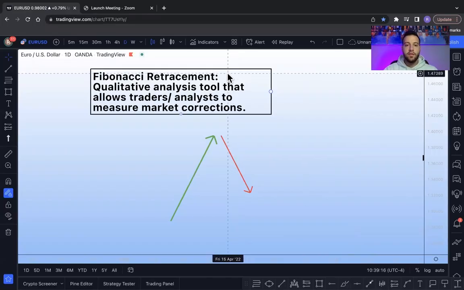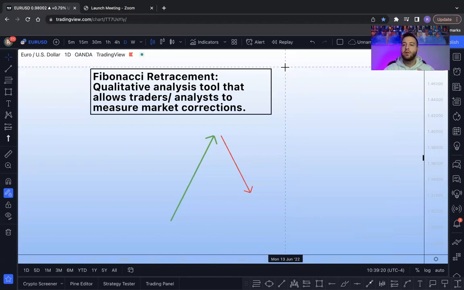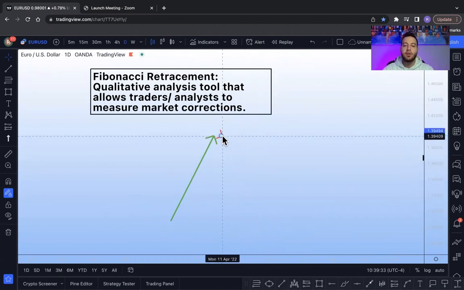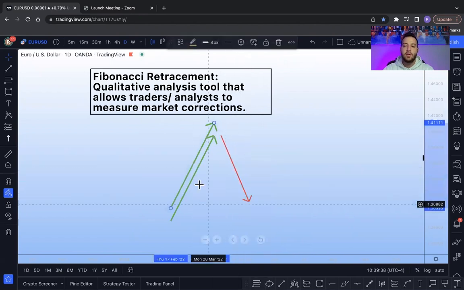All right, so let's talk about the Fibonacci retracement tool. The Fibonacci retracement tool is a qualitative analysis tool that allows traders or analysts to measure market corrections. Markets don't move in a straight line. They typically move in waves, in waves of impulse moves and corrections. All the Fibonacci retracement tool does is allow you to measure the most recent correction so you can find an entry for the next big push.